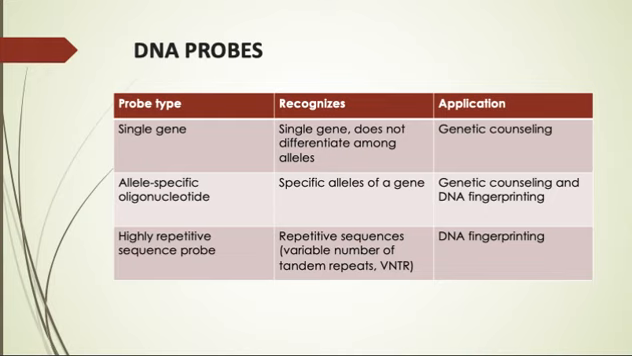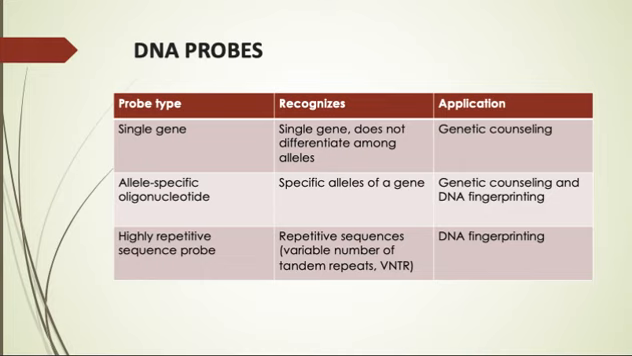The allele-specific oligonucleotides recognize specific alleles of a cell, and are used for genetic counseling and DNA fingerprinting. Then you have the highly repetitive sequence probe. These recognize the repetitive sequences, that is, the variable number of tandem repeats, or what we call VNTR, and this is useful in DNA fingerprinting.